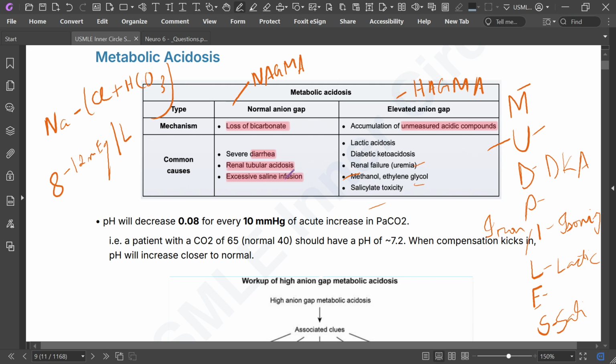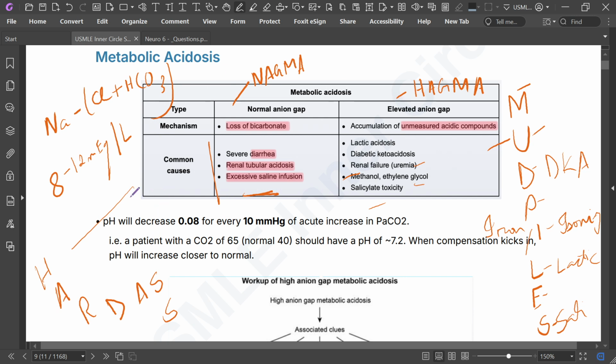Okay, and the NAGMA, normal anion gap metabolic acidosis, you can remember via HARDUPS: hyperalimentation or hyperchloremia, Addison's disease, renal tubular acidosis, diarrhea, acetazolamide, spironolactone, and saline infusion, excessive saline infusion. These are the causes of normal anion gap metabolic acidosis.